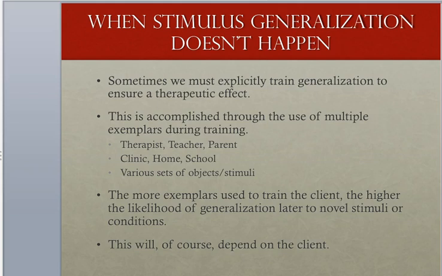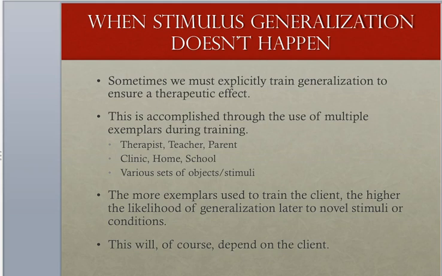It can be that we train in the clinic, and then we train at home, and then we train at the school. And you might find that when they're in the shopping center, the behavior starts to emerge spontaneously. Various sets of objects or stimuli, the more that you train, the more examples you use, the more likely that it will spontaneously generalize to stimuli or objects that you've never used before.